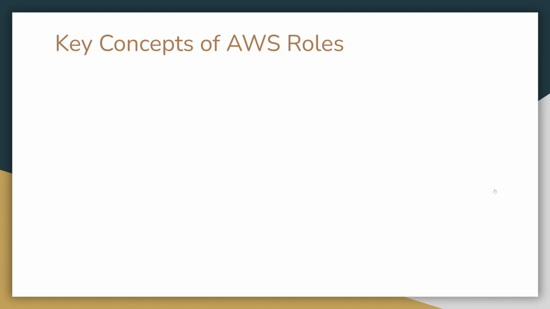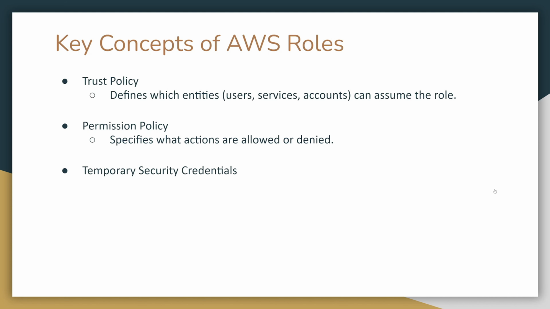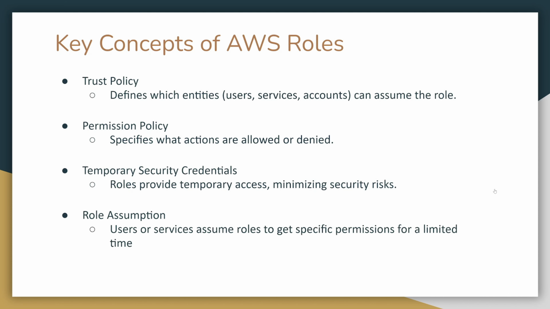Let's take a look at the key concepts of AWS roles. There's a trust policy. The trust policy defines which entities, users, services, or accounts can assume the role. There is a permission policy. A permission policy specifies what actions are allowed or denied. We have temporary security credentials, and roles provide temporary access, minimizing security risks. And we have role assumption, where users or services assume roles to get specific permissions for a limited time.